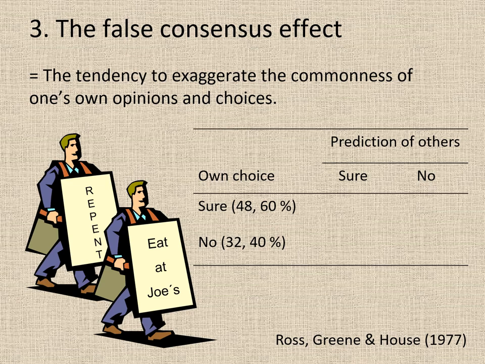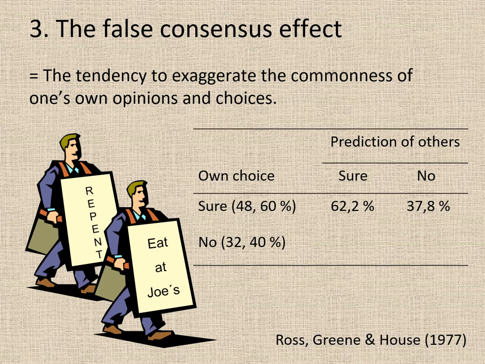And what do we see? Of those 48 who would be willing to walk around with a sandwich board like this, they predict that on average 62% of the others would be willing to do this and 38% would not. Actually, that's a good prediction, because the real share is 60 and 40%. So it's a good prediction.